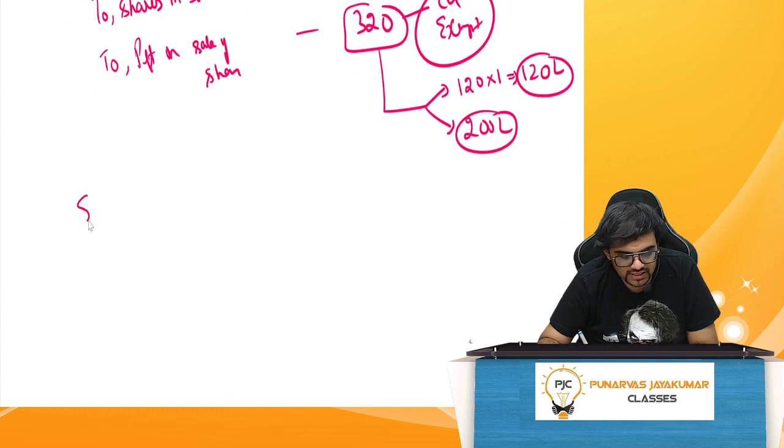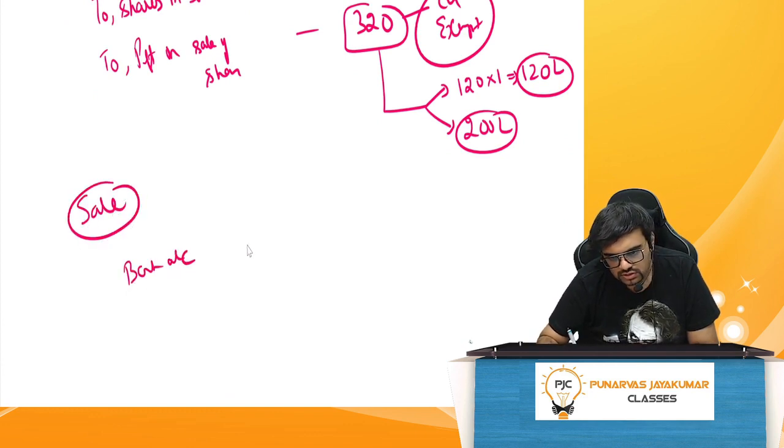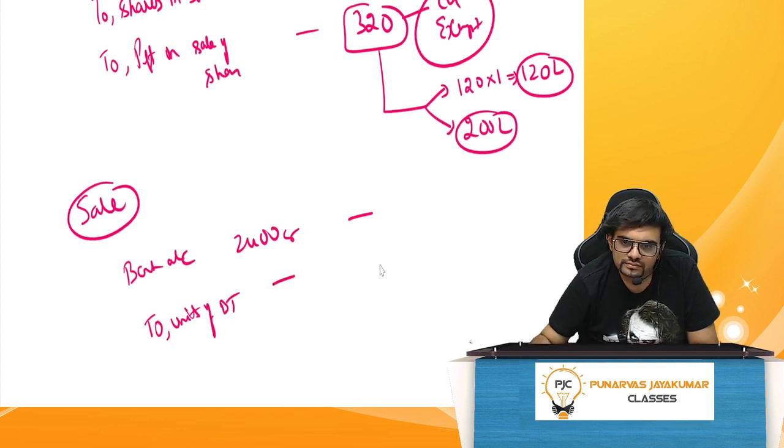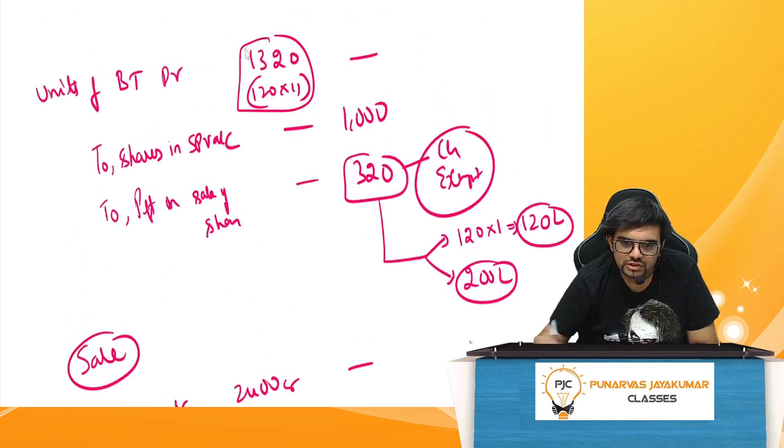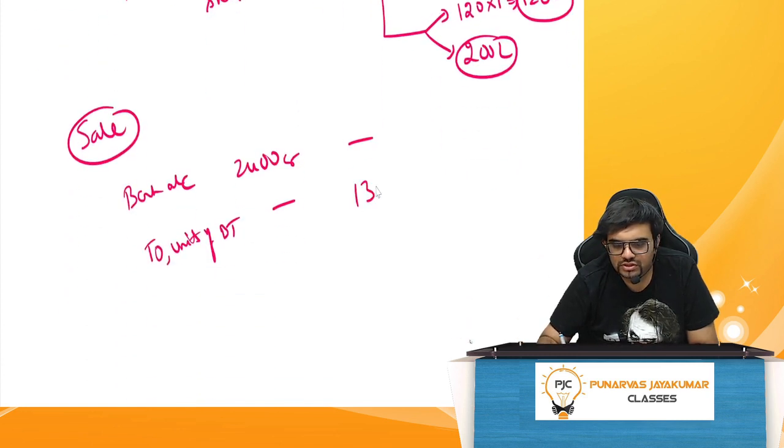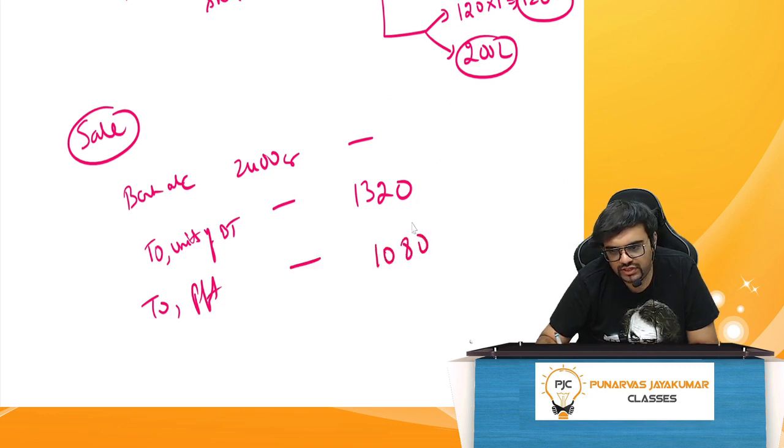Next, at the time of sale in 2021, bank account: how much? 2,400 crore, 2 units of business trust. This will go 1,320. And profit, how much profit will I make? 1080.